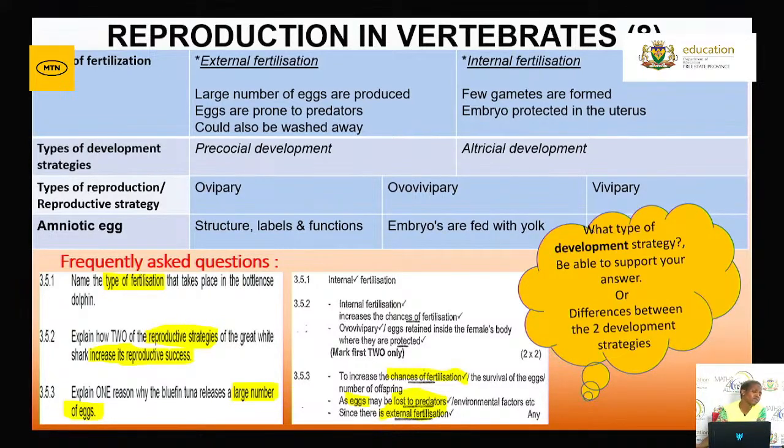And then the structure of the amniotic egg. Remember the structure, all the parts and the labels stipulated on your examination guideline. You remember we are talking about the extra-embryonic membranes here under the amniotic egg. So please know those extra-embryonic membranes together with their functions.